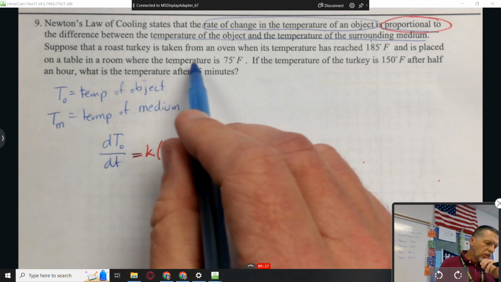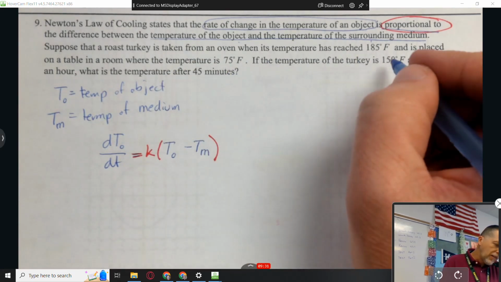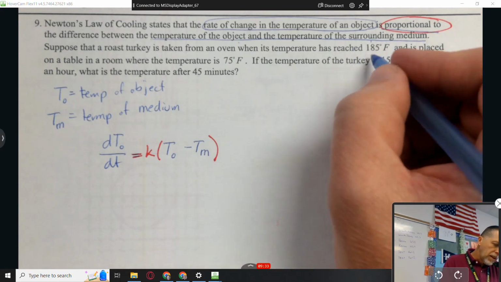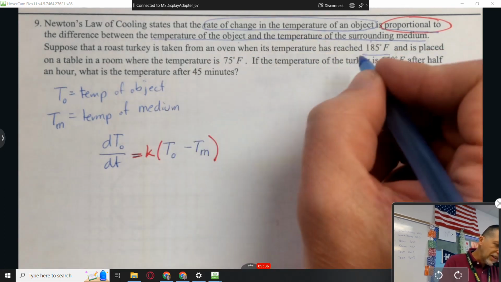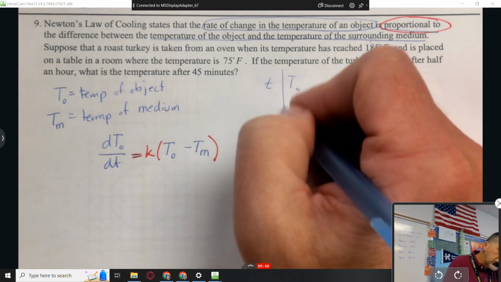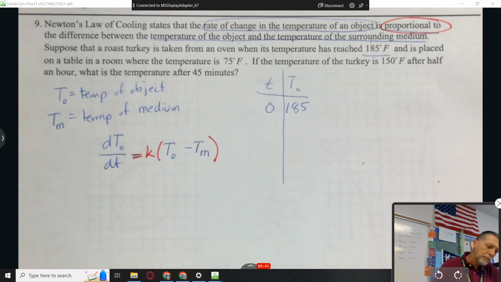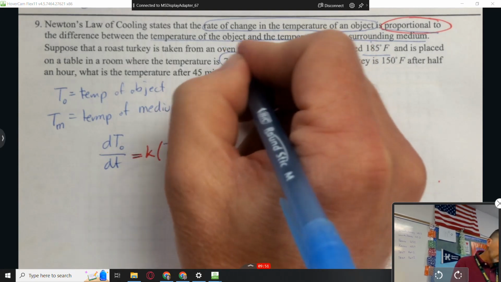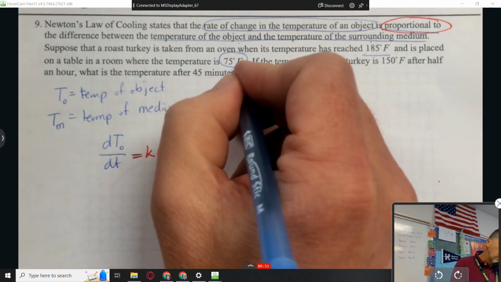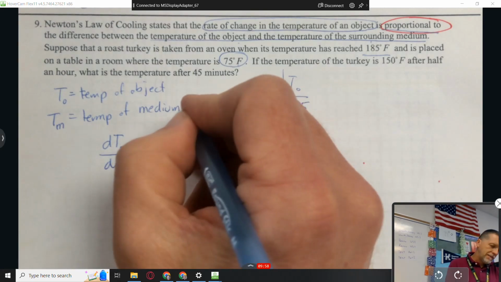Suppose that a roast turkey is taken from an oven when its temperature has reached 185. I think that's an initial condition there. So I'm going to start setting up my table here. So initially the turkey is 185. It's placed on a table in a room where the temperature is 75. So what's 75? The temperature of the medium, T sub m.